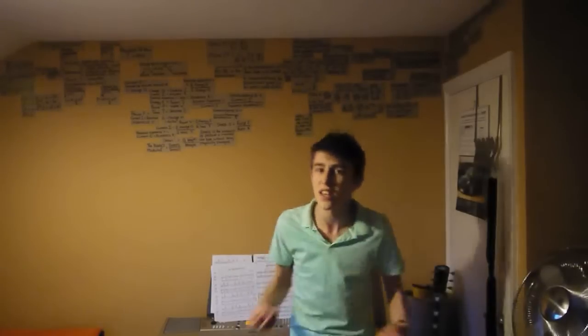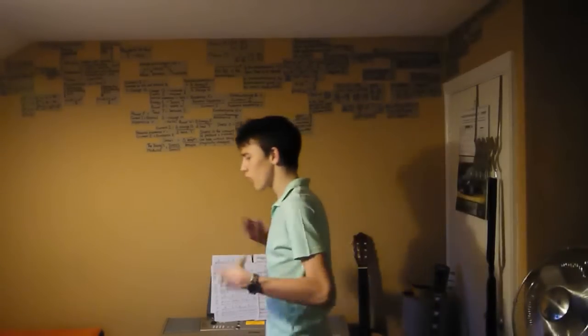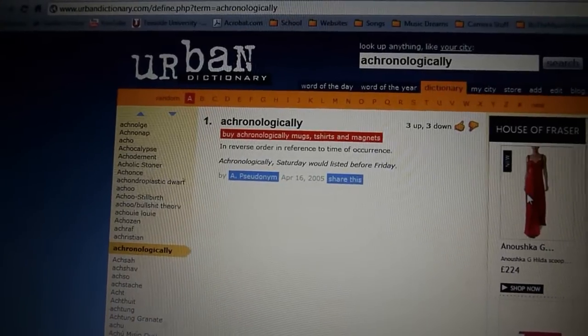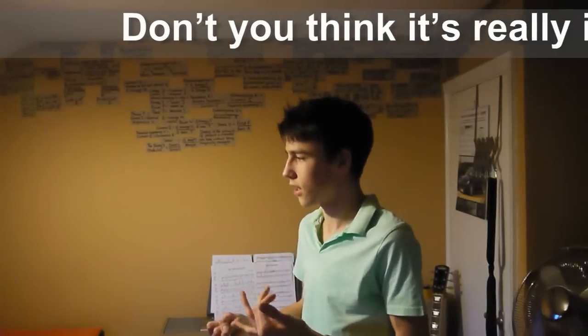Someone suggested to me that maybe one dictionary would be biased on a meaning for something else. I told them it was complete and utter stupidity. But they also suggested that for comic effect I could see what the words mean in Urban Dictionary, because apparently it's quite comical. But this word isn't in Urban Dictionary, so I decided to go to the closest word in Urban Dictionary that has been used. And that is achronology. I'm so gonna mess this up. Achronologically, which according to Urban Dictionary means in reverse order, in reference to time of occurrence. And they've given an example as achronologically, which is pronounced wrong, Saturday would listed before Friday.